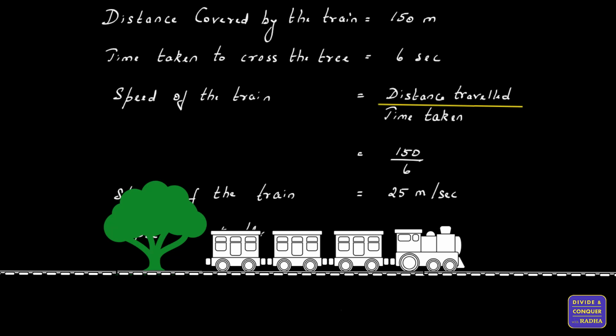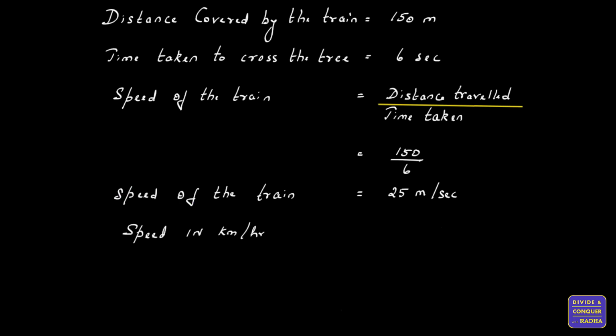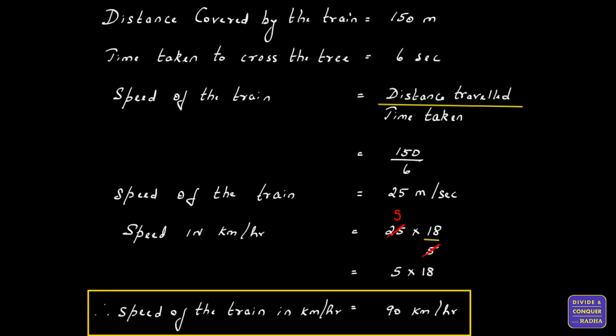But they are asking you to express it in kilometer per hour. So to convert speed from meter per second to kilometer per hour, we need to multiply the speed with 18 by 5. 5 times 5 is 25. 18 times 5 is equal to 90. Therefore, speed of the train in kilometer per hour is equal to 90 kilometer per hour.